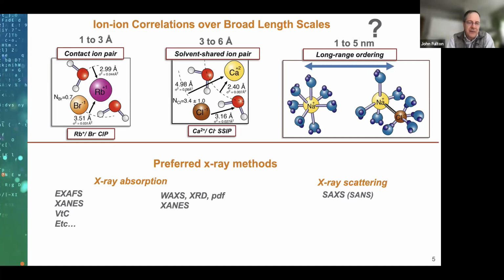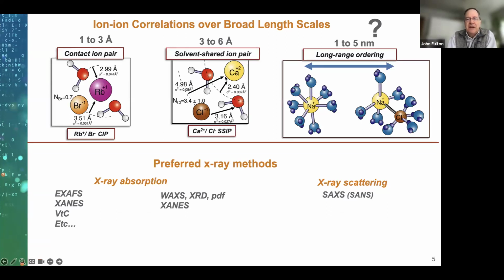So the method of choice, of course, I have a strong personal bias. I've been doing XAFS for many years. And for contact ion pair structure, the method of choice is XAFS. You get a very clear measure of the bond distances, the coordination numbers, and the Debye-Waller factor.